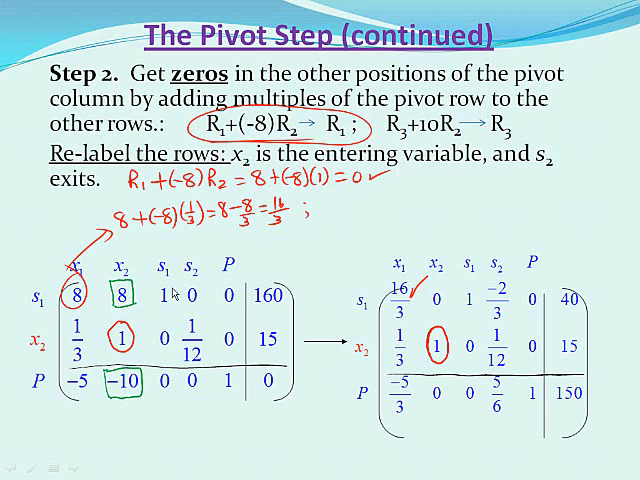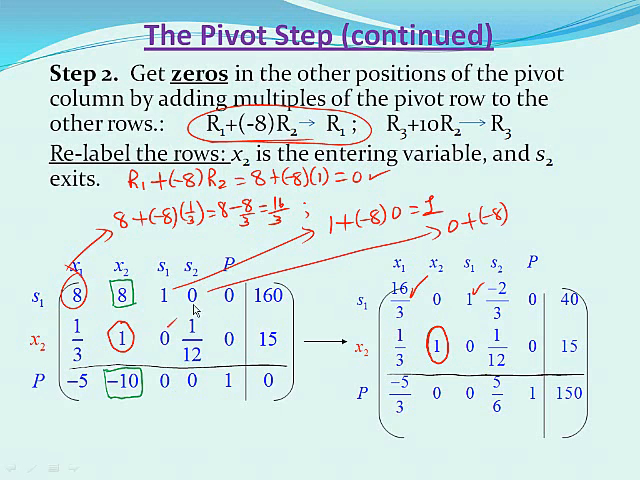Let's do another calculation here. What happens to this 1? That 1 will be 1 plus negative 8 times the row 2 element, which is 0, so that will become 1. We do the same calculation at the other locations too. So this is 0 plus negative 8 multiplied with the row 2 element, which is 1 over 12. That simplifies to negative 2 over 3. So this is negative 2 over 3 here.